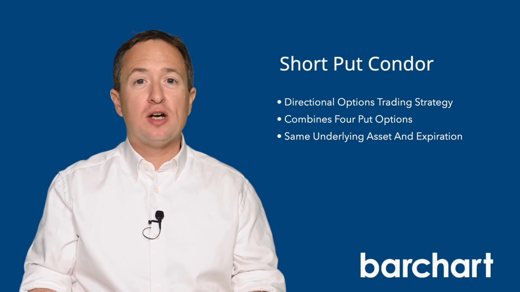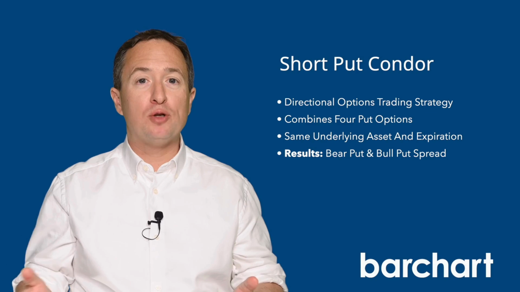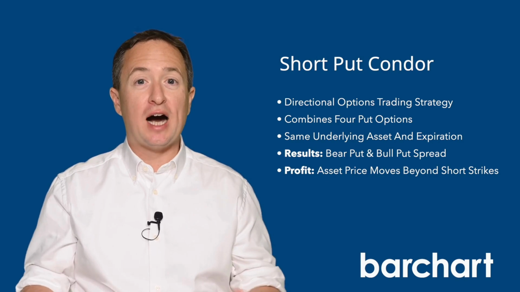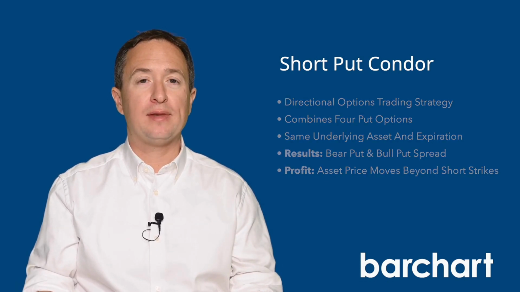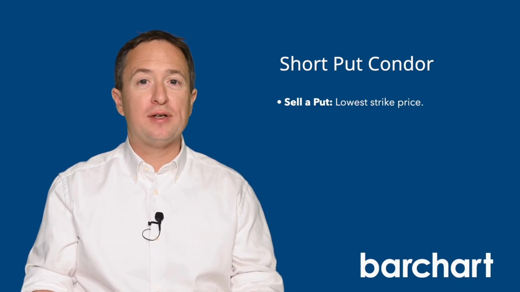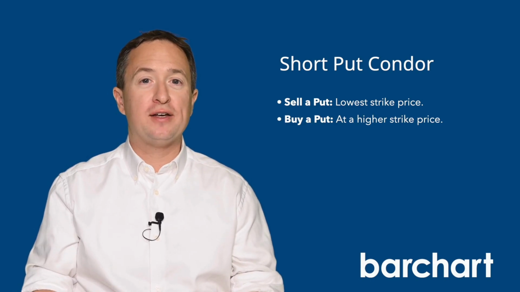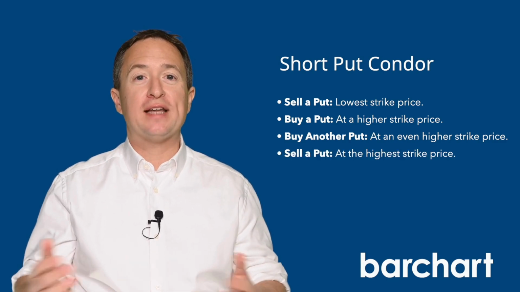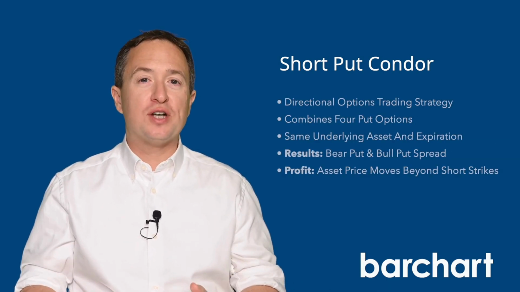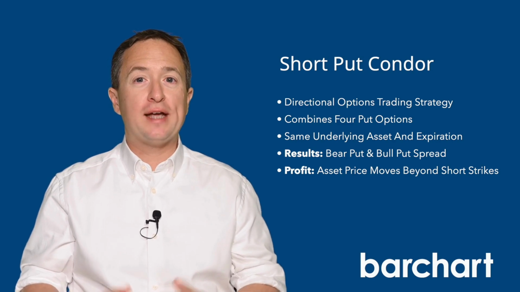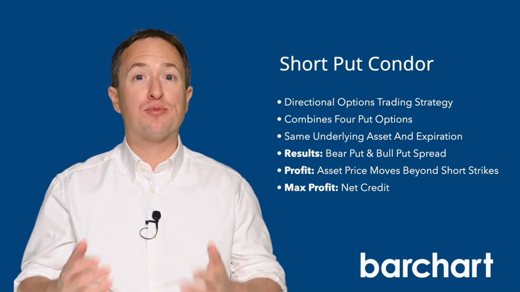This strategy combines a bear put and a bull put spread and works best when significant price movement in either direction is expected. To set up the trade, you'll sell an in-the-money put at one strike, buy a put at a higher strike, buy another at an even higher strike, and finally sell a put at the highest strike. The result is a combination of a bear put and a bull put spread that creates a short put condor, resulting in a net credit or a net premium.